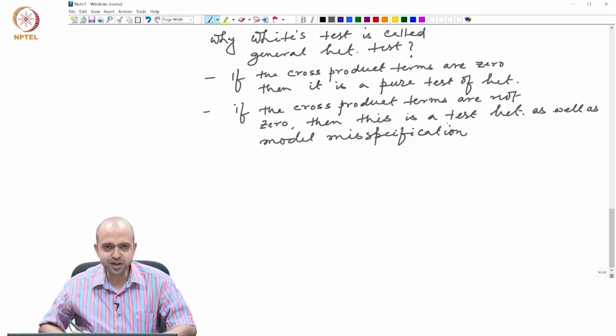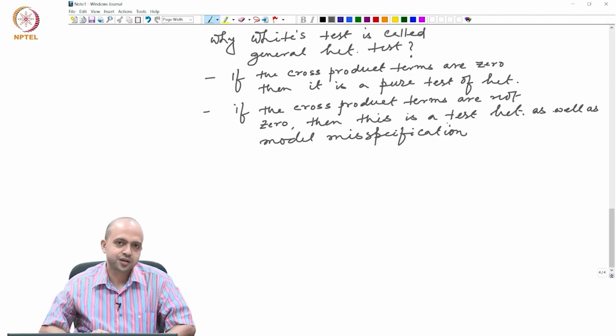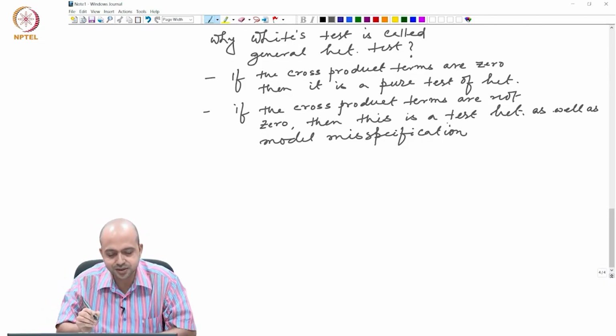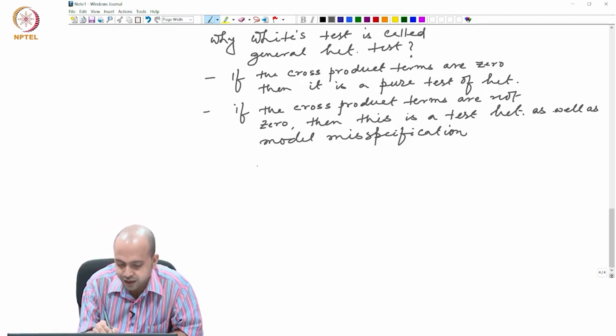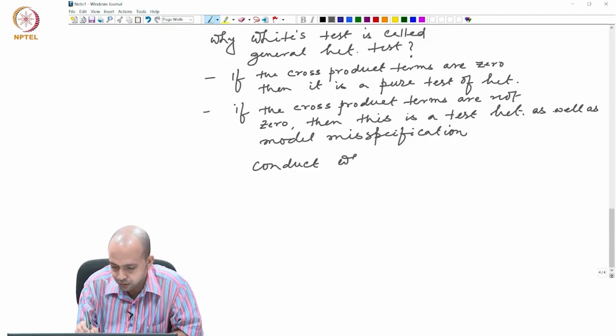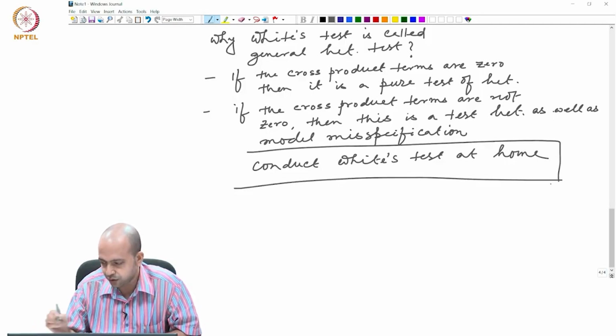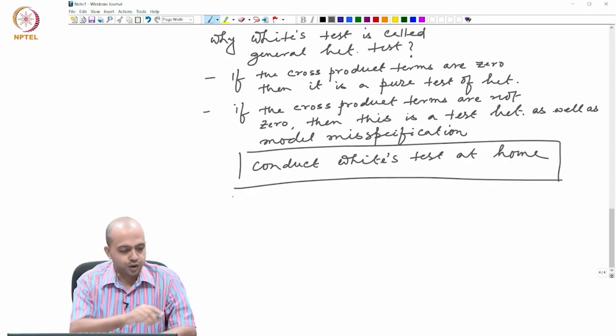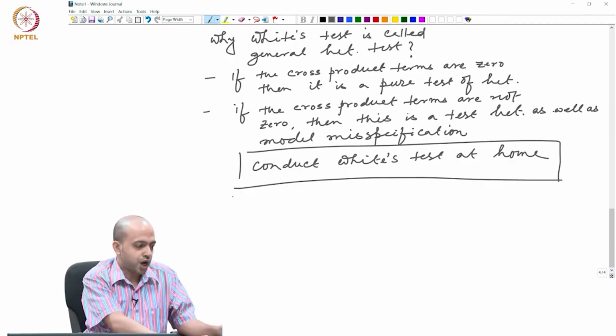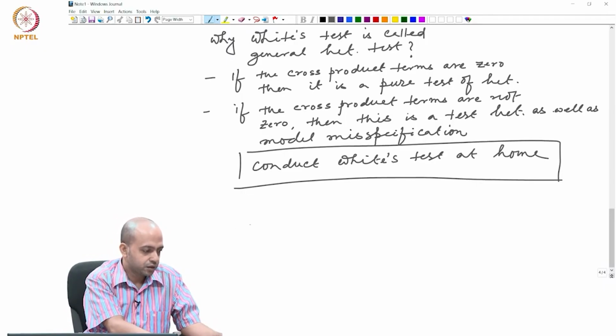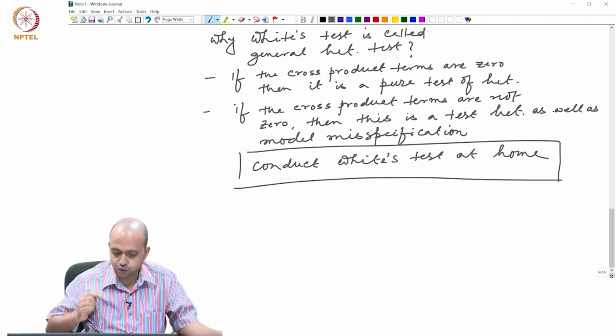Now, you can take the same data set and again manually conduct this White's general heteroscedasticity test, and that you take as an assignment. So, conduct White's test at home. Okay, this is your assignment I am giving. Now, I will just show you how to do it in Stata.